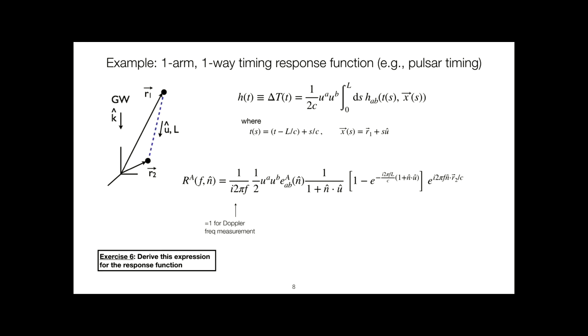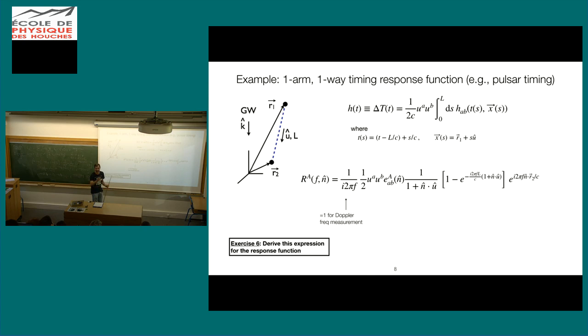Now, if we did not measure the timing residual response, but a Doppler frequency measurement, then we would need to differentiate delta T by T. That would just bring down this factor of 2 pi f, which would cancel that. So this is equal to 1 for a Doppler frequency measurement.